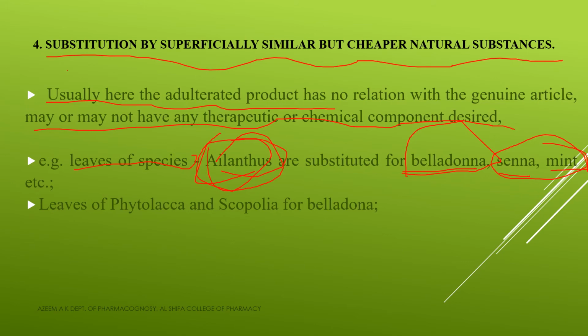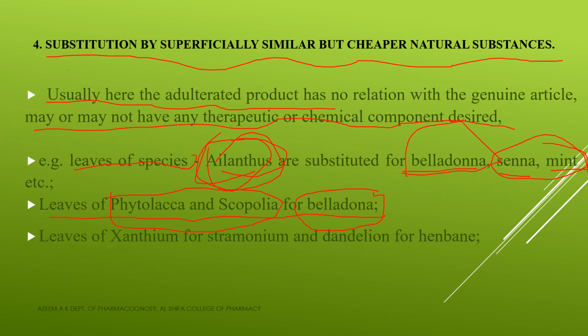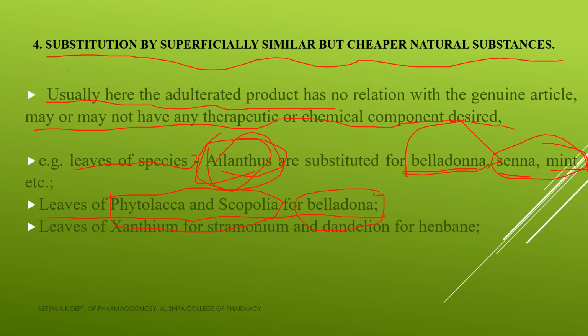Also, the next example is leaves of Phytolacca and Scopolia for belladonna. So belladonna, we already said, has tropane alkaloid. This can further be adulterated with Phytolacca as well as Scopolia. This is another example of substitution by superficially similar but cheap natural substances. So till now we have studied 4 different types of adulteration.